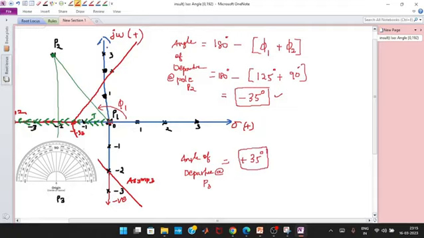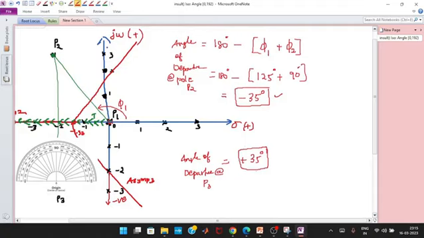If you are finding the angle between P1 and P3, you keep your protractor at P1 and calculate the angle. P2 and P3 are both at 90 degrees, so there is no change. Calculating, the answer is 180 degrees minus of minus 125 plus 90, so obviously you'll get plus 35 degrees. This is the answer.